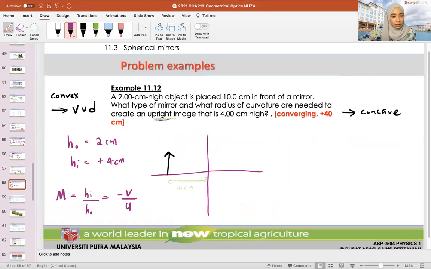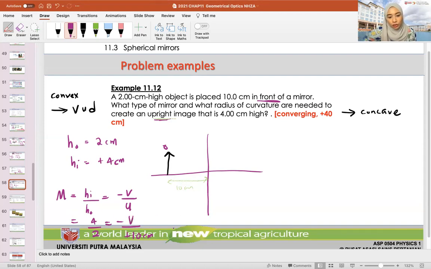Okay, so HI over HO equals to minus V over U. Benda ni ada minus eh? So we have our 2, we have our 4 here. So 4 over 2, dua-dua positive, minus V over U. It tells us that this object is placed 10 centimeter in front of the mirror. It's going to be positive. It is in front. It is real. So U is positive 10 centimeter, and your V is your unknown.